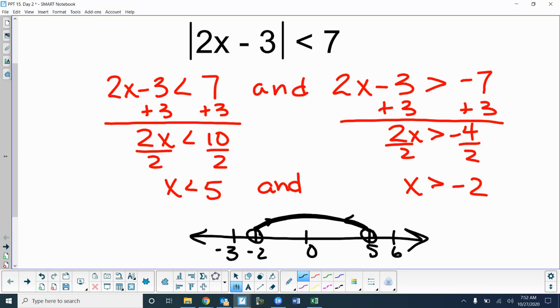Usually the ors go opposite directions. They don't, every now and then they'll go the same direction or towards each other. 18. X is greater than 1 and x is less than 8. So open circle at 1, open circle at 8, and connect them.